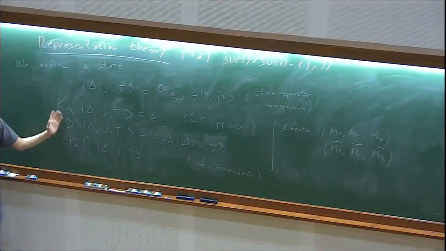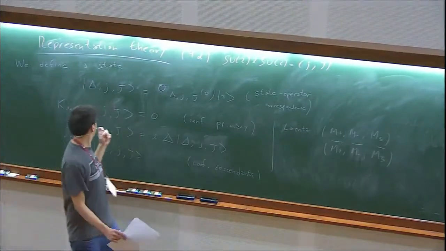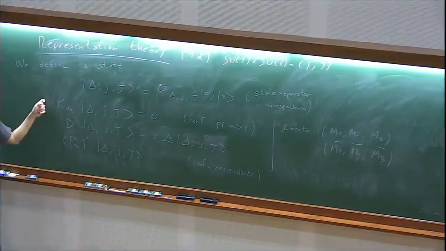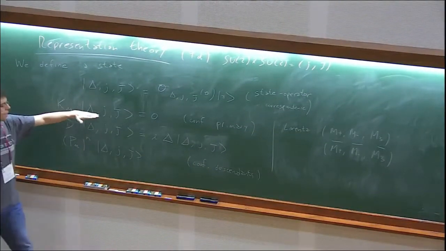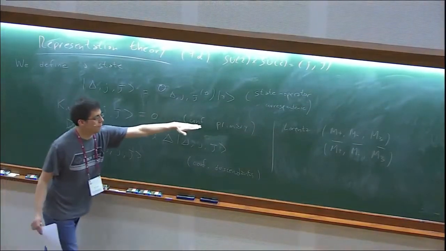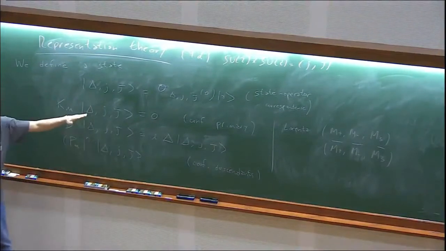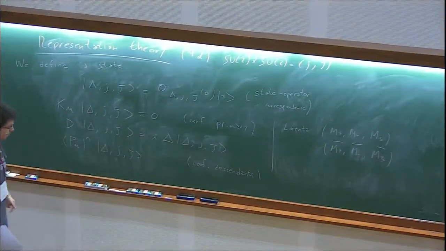So this is really a parallel between lowering, raising operators. The raising operator is the K that kills the highest weight, and you call it a conformal primary. And then with the P's, you build your conformal representation.